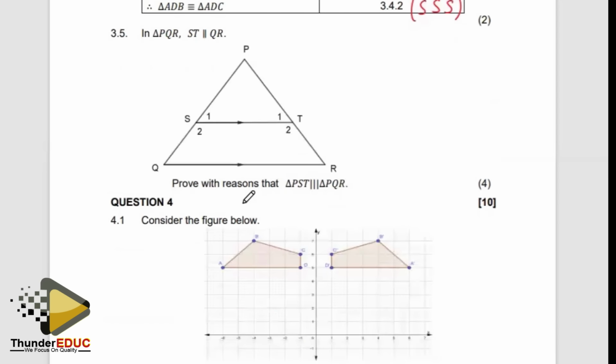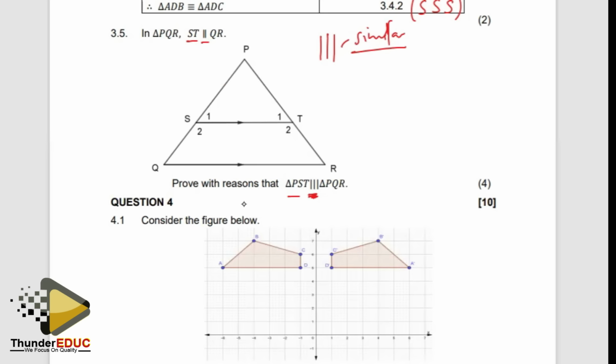Then in 3.5, they want us to prove that, no, they're telling us that in PQR, ST is parallel to QR. Can we prove that PST is similar to PQR? Those 3 vertical lines stand for similarity. Remember, similarity is when the shapes have the same angles and the sides are in proportion. One is bigger, the other is smaller.